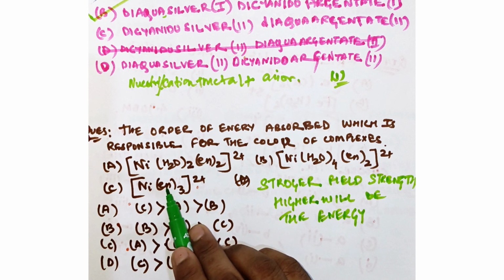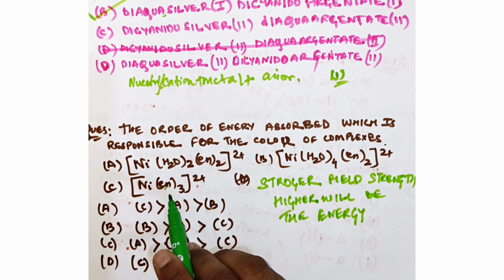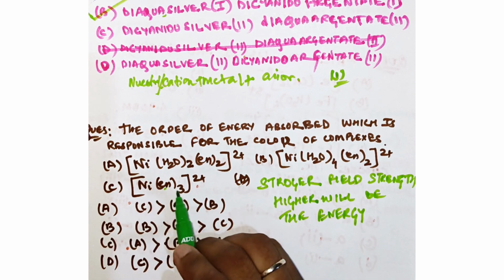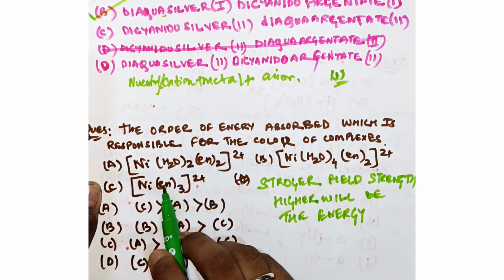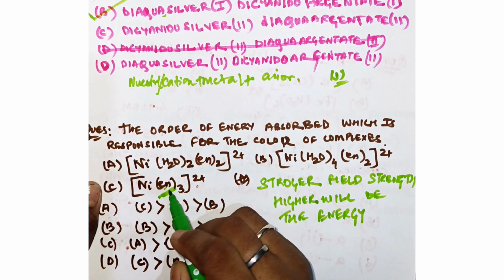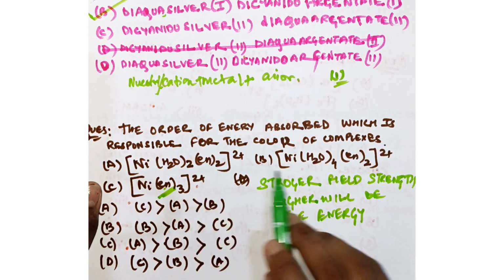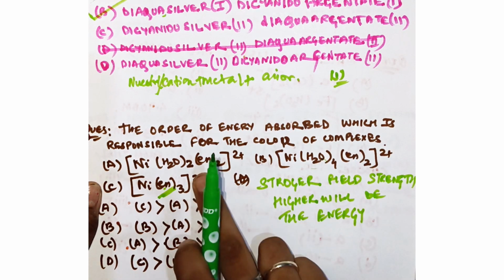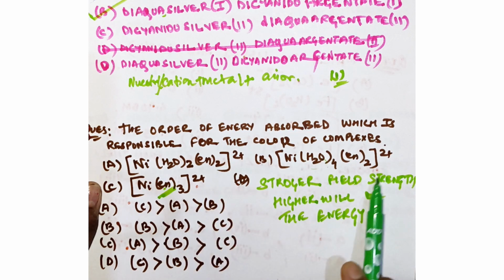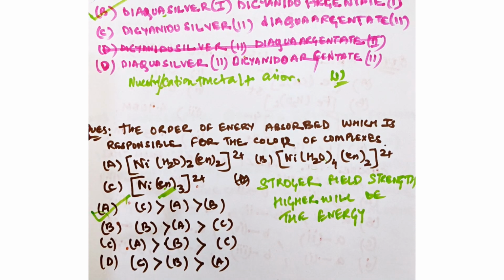So here nickel, nickel ethylenediamine, it is 3 molecules out here. Since it has 3 molecules of en, the field strength is strongest here, because higher will be the energy. This one is a very strong field ligand. Then comes, see here, nickel with 2 molecules of en and 4 molecules of aqua. Even though the ethylenediamine molecule is 2 only, since water is 4 here, it is less, so this will give more field strength than number B. So your answer will be number C.